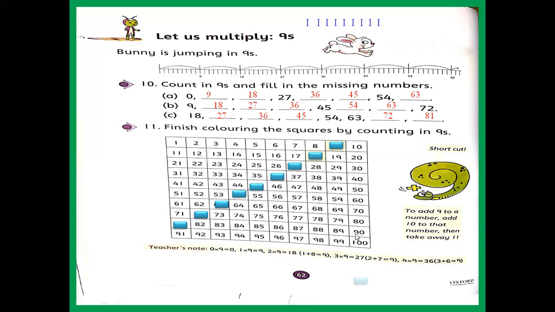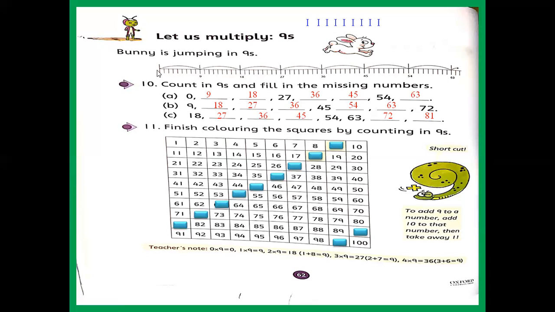So 90. 10 nines are 90. Okay. 1, 2, 3, 4, 5, 6, 7, 8, 9. 99. 11 nines are 99. Okay. 99 also. This is the last number that comes in the table of 9 given on this page, okay. So like this, you can color any one which you have.